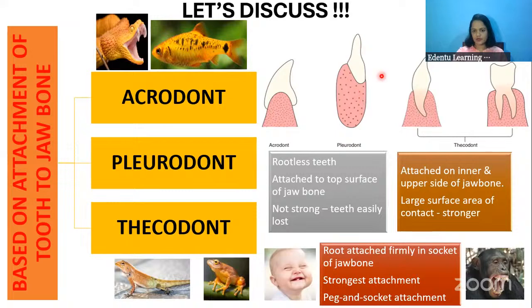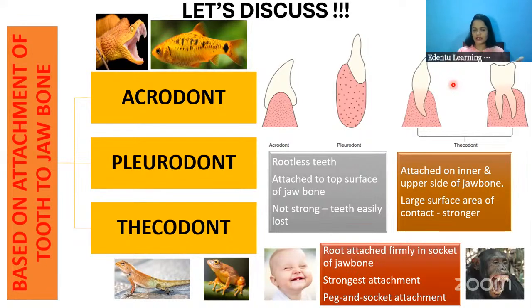Okay, so that is about the pleurodont. This pleurodont type of teeth is mainly seen in amphibians, lizards, and all. Then the last one is the thecodont. That is our human teeth. Thecodont means the tooth is attached to the jawbone with the help of a root.